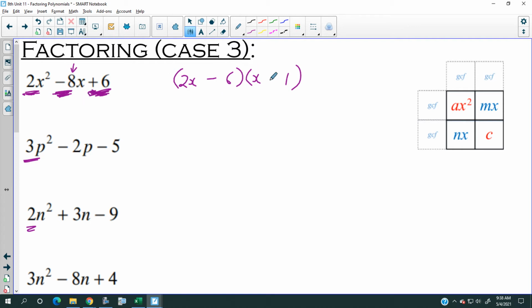Now, on the other hand, fortunately for us, multiplying two positive numbers is not the only way to get a positive number, because you can multiply two negative numbers. Now, let's see. If I do negative 6 times negative 1, that's positive 6. And if I do this, that's negative 6x. And if I do this, that's negative 2x. Negative 6x, negative 2x, negative 8x. So there it is.